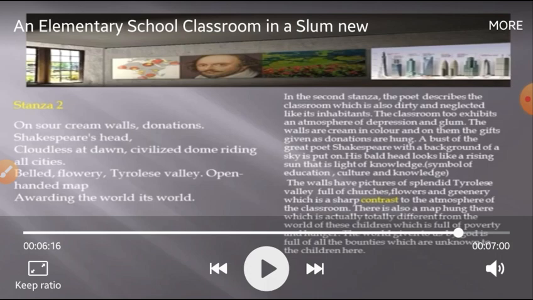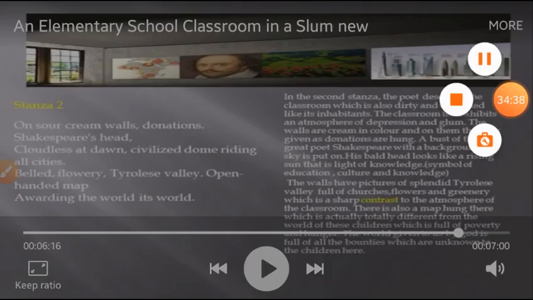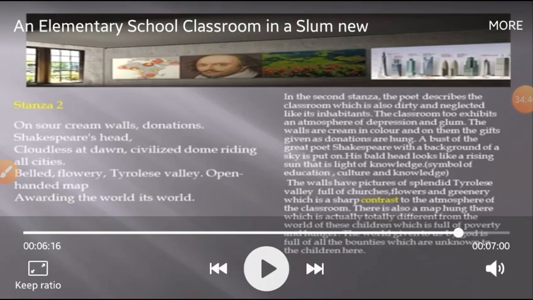So what does this picture promise? This promises, once again, beauty and bounty of nature, beautiful scenic beauty of nature. Once again, it promises hope and happiness also. Do the children get the taste of all those things? Never, they cannot even go out and enjoy that. Now come to that one, open-handed map. There is also a map in the classroom. This is a map of the world, right? Let's see.